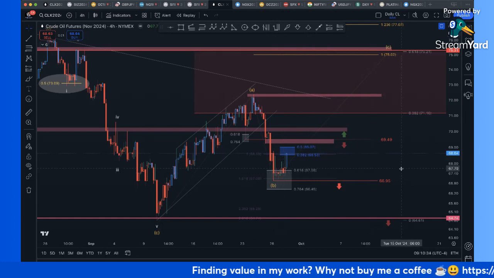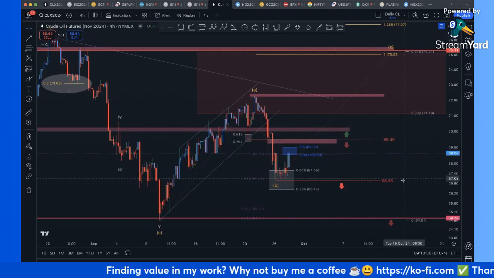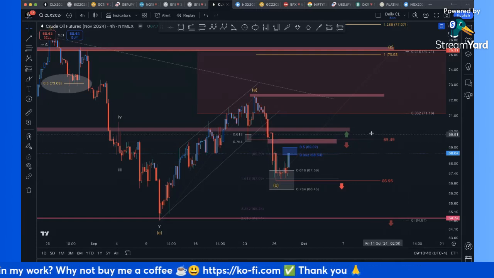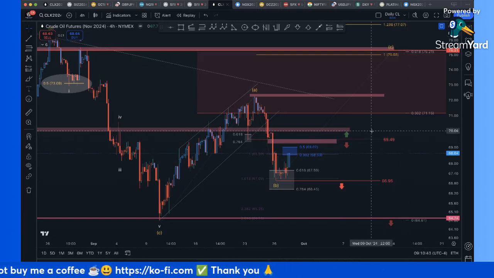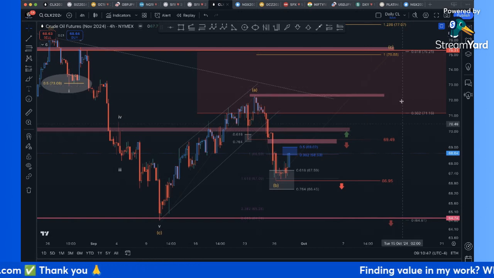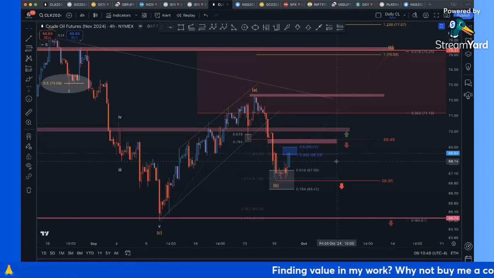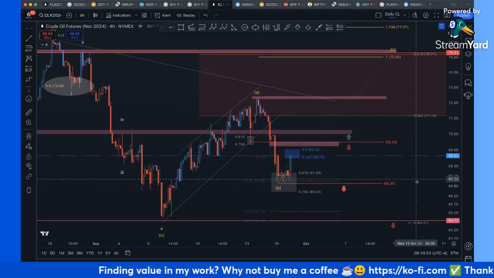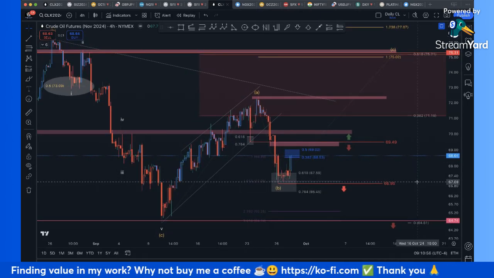Okay, so those are your crude oil parameters, 66.95 and 69.49. These are resistance areas, which you can see on my chart. You can pause the video and take a screenshot of these so you can see these levels during the week. This is a 4-hour chart, so this isn't going to play out in the first 12 hours of a new session. It's going to take time, several days or a week.